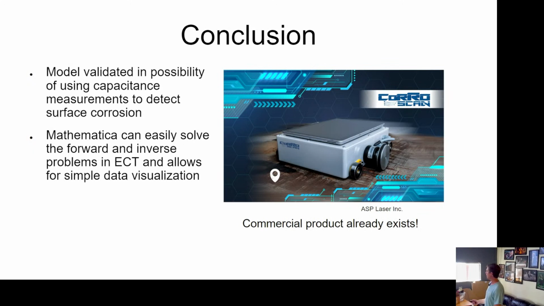The commercial product actually already exists, and I didn't know that going into this. But someone makes, ASP Laser Incorporated makes this thing that, I think, kind of rolls along the floor, and then it uses a capacitance sensor to detect corrosion beneath paint.